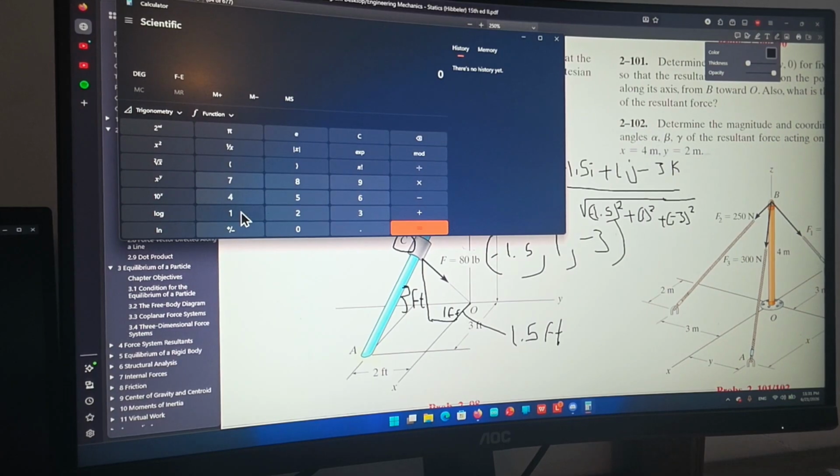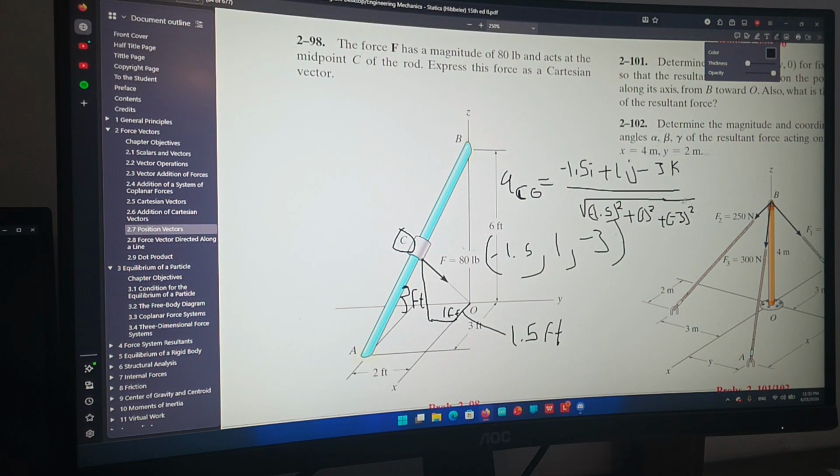Calculator. That will be 1.5 powered by 2, plus 1, plus 3 powered by 2 is 9. That will be the square root of 12.25, which is 3.5. Okay, 3.5.